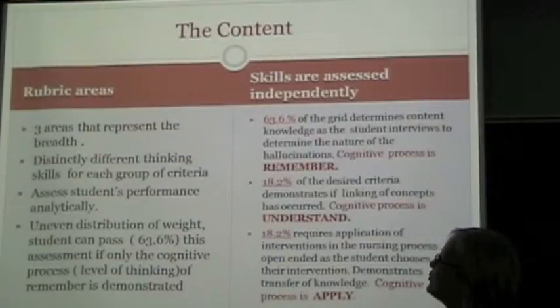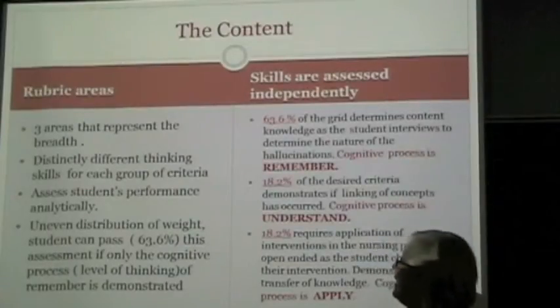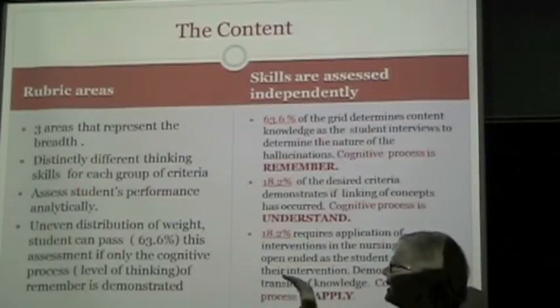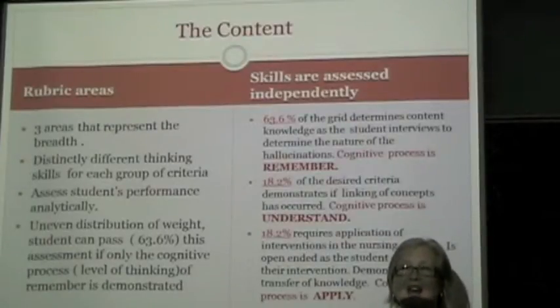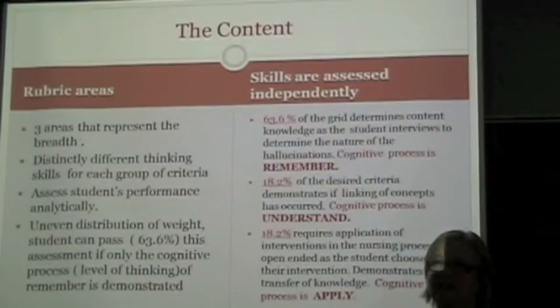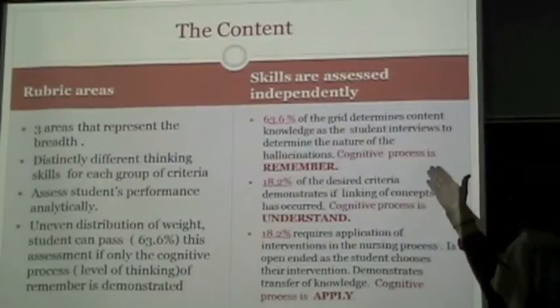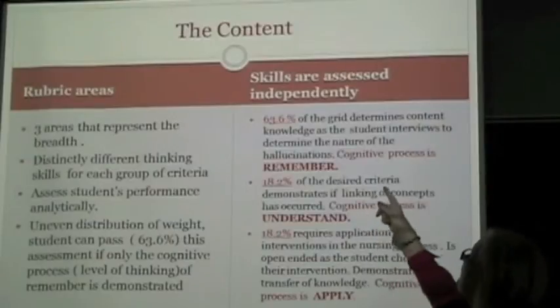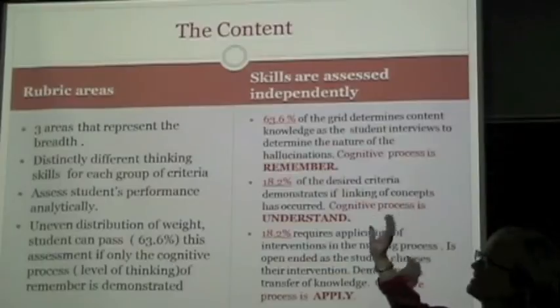There is an uneven distribution of weight. Students can pass with 63.6% of this assessment if only the cognitive process or level of thinking of remember is demonstrated. So 63.6% of the rubric involves a level of thinking known as factual information or factual knowledge, which is remember. Skills are assessed independently. So 63.6% of the grid determines content knowledge as the student interviews to determine the nature of the hallucinations. So the cognitive process is remember.